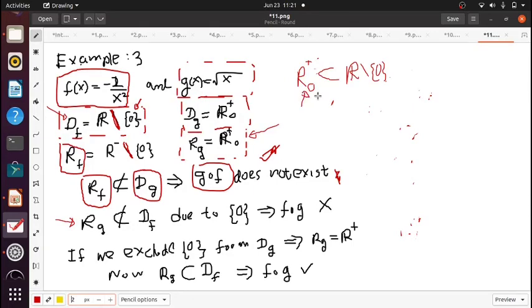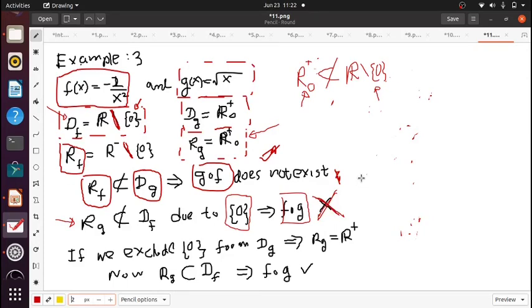The element 0 does not exist in this set, so there will be an outlier. The 0 element is an outlier, therefore this is not a subset of the domain of f. Only due to this 0, f of g does not exist. It doesn't exist, right? This is a cross mark, not a tick.